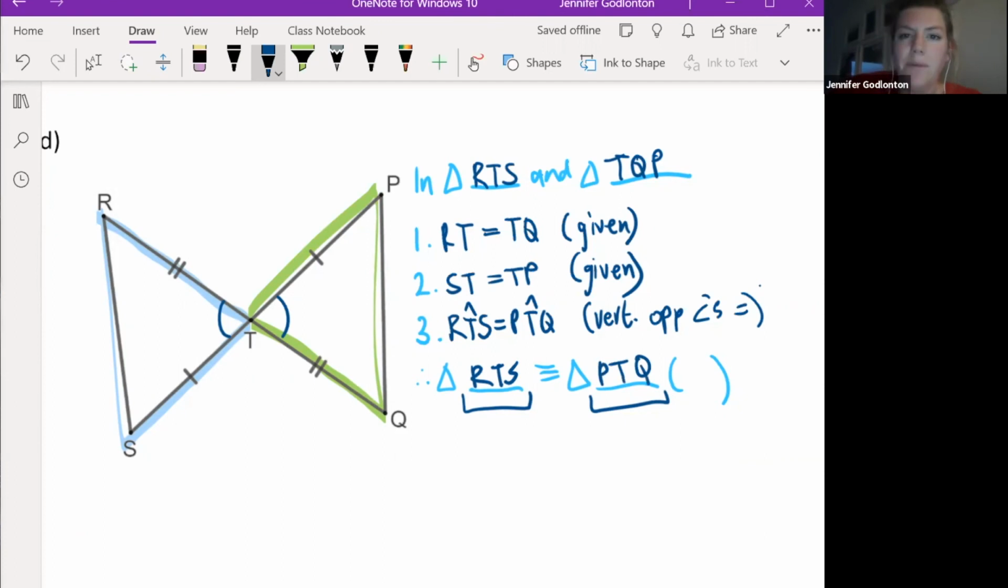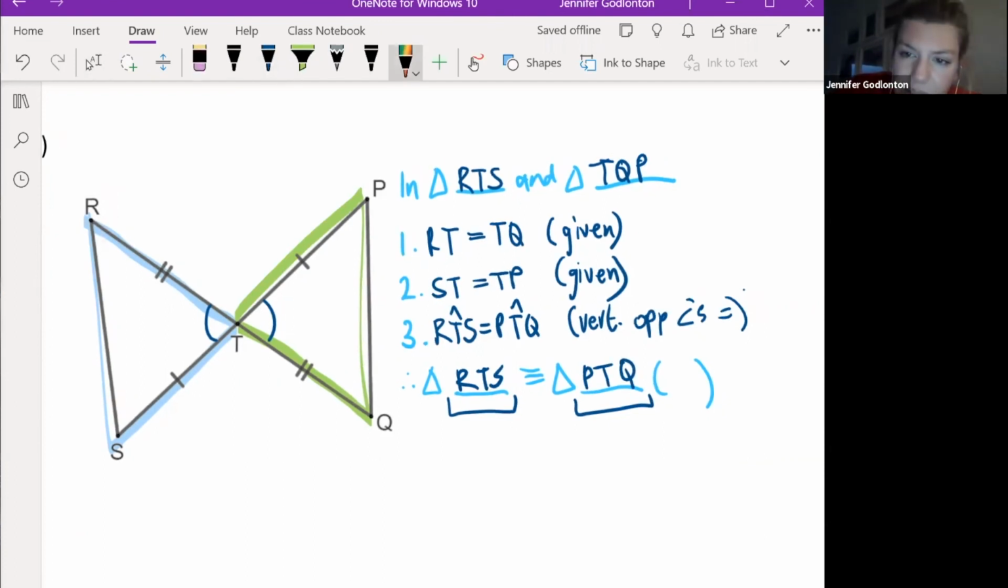And what would my reason be? Let's try and just do it on the side over here. This was a side, this was a side, and this was an angle. So what's my reason? SAS. I'll go with SAS. Nice. Good. Alternate angles with no parallel lines gave me a bit of a heart attack, but we got there in the end.